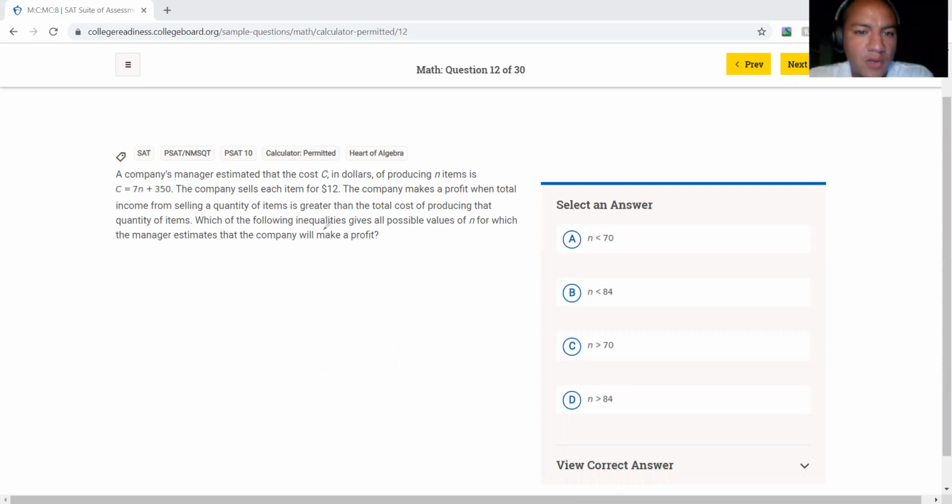Which of the following inequalities gives all possible values of n for which the manager estimates that the company will make a profit? I literally just calculated this without even reading the question because I was having too much fun with the problem. If you have fun with the problem, you can actually solve things pretty fast. The answer is C.